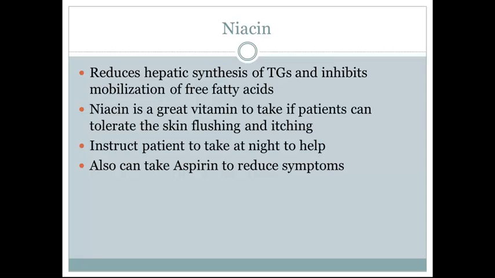Niacin, which is over the counter, reduces hepatic synthesis of triglycerides and inhibits mobilization of free fatty acids. Niacin is a great vitamin to take if patients can tolerate the skin flushing and itchiness that is very common as a side effect. Instruct patients to take it at night to help with these side effects, and patients can also take aspirin to reduce these symptoms. So try those couple of things before discontinuing the medication totally.